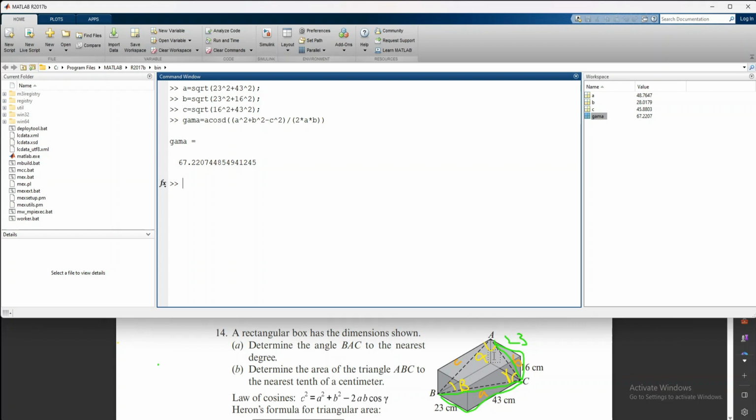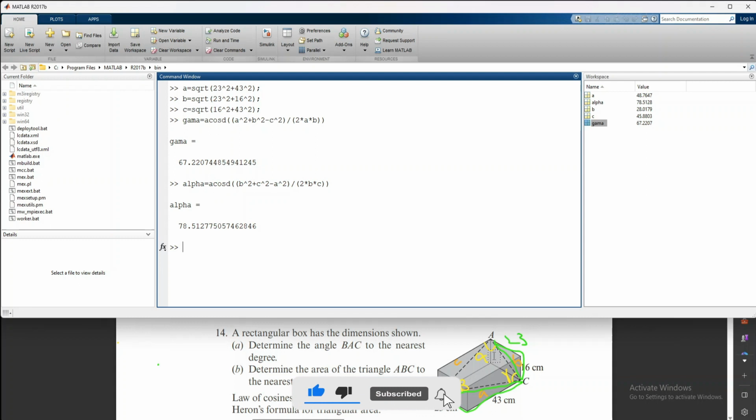We are going to find alpha. The formula for alpha is going to be acosd, bracket, b square plus c square minus a square, bracket close, divide by bracket, this time 2 into b and c, b into c, bracket close, and again bracket close for acosd, and the answer is 78.